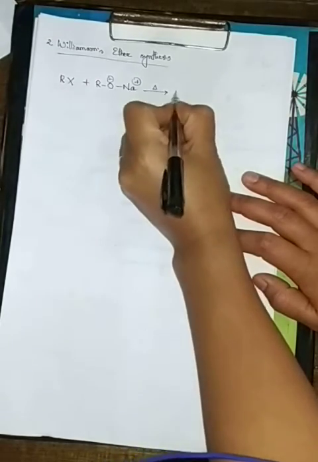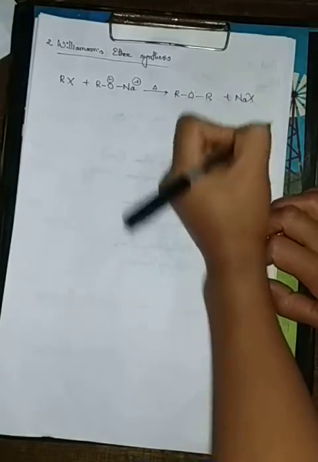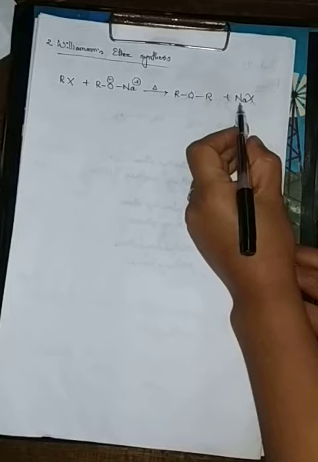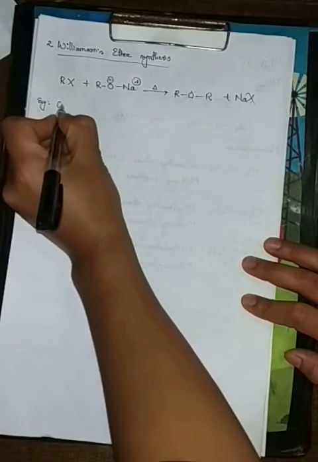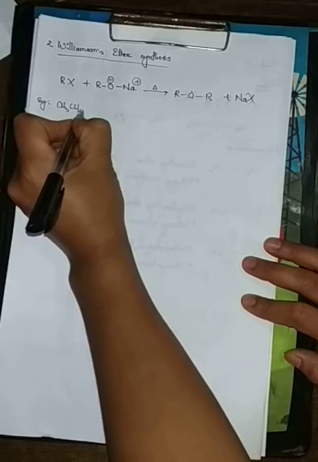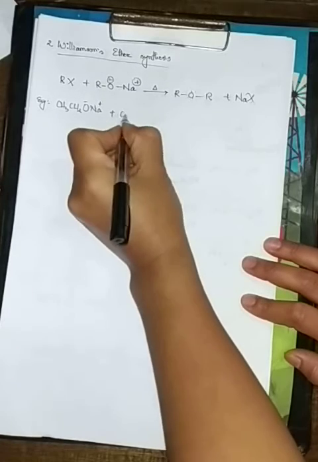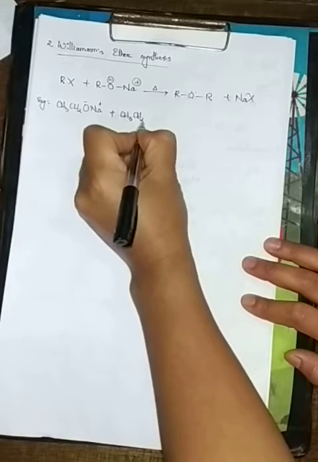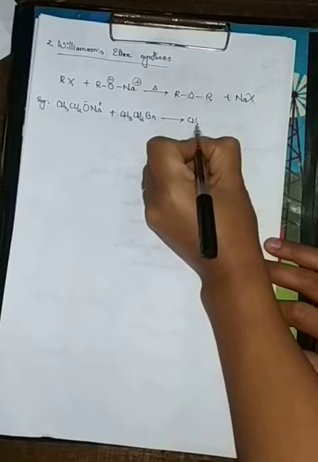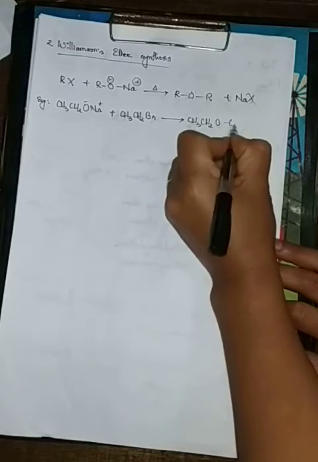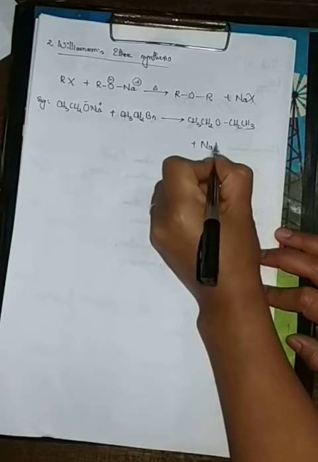On heating, they will give us our ethers, and then NaX is removed according to whether we use our sodium or potassium alkoxide. Example here, CH3CH2ONa, this is the positive negative part, plus we take our primary alkyl halide CH3CH2Br, then we'll be getting here our CH3CH2OCH2CH3, our ethoxyethane, plus NaBr.